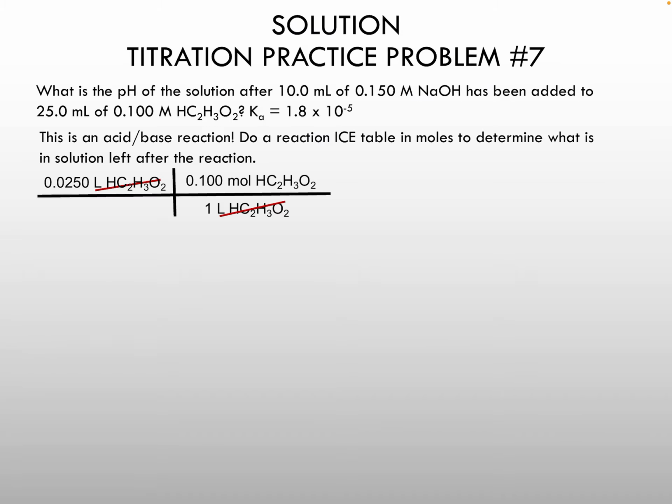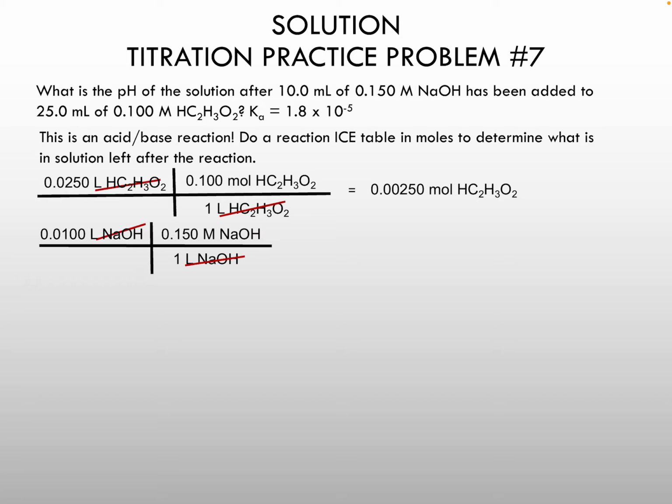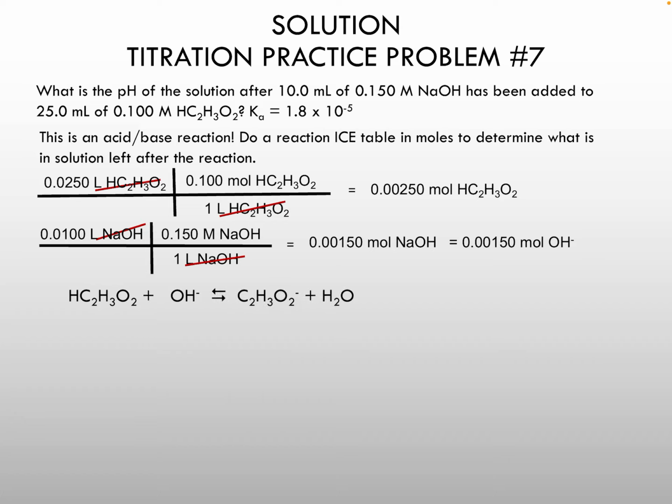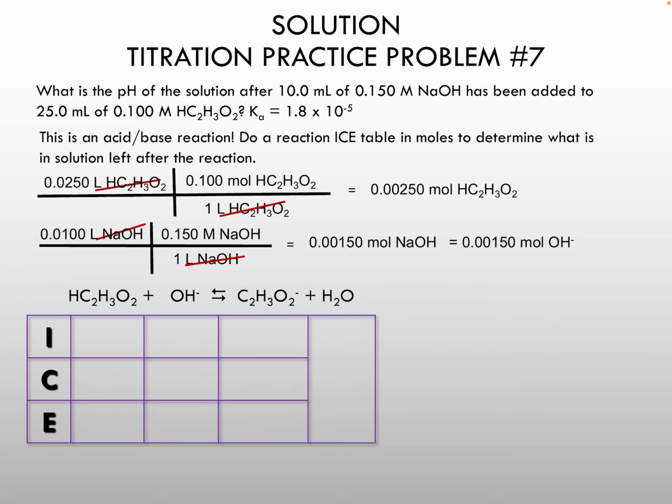So we'll go ahead and we will calculate our moles of acetic acid. And so there we are. Now remember, acetic acid is a weak acid. It does not dissociate. It remains as acetic acid. And now we have our sodium hydroxide. We'll figure out how many moles of that, but sodium hydroxide will exist as hydroxide. So now we'll do our reaction ICE table, again, in moles.